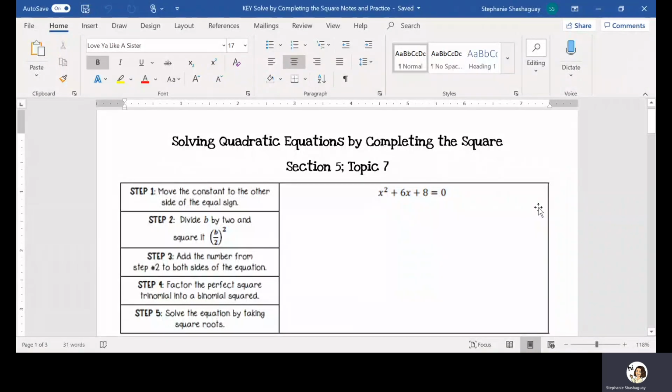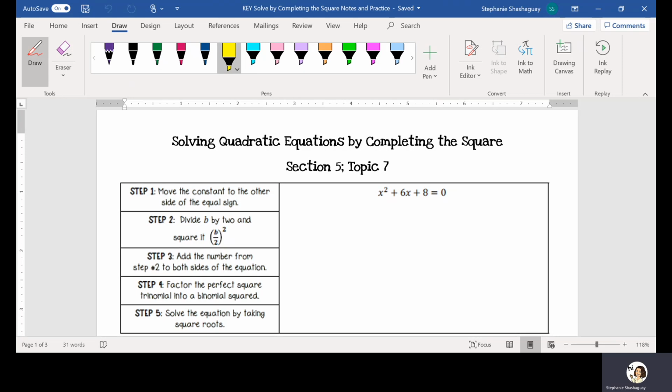All right, guys, so today we are talking about solving quadratic equations by completing the square. This is section 5, topic 7 in Math Nation. Okay, and it's all about completing the square.